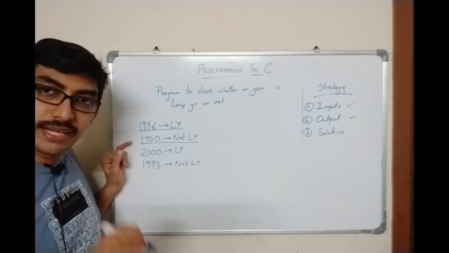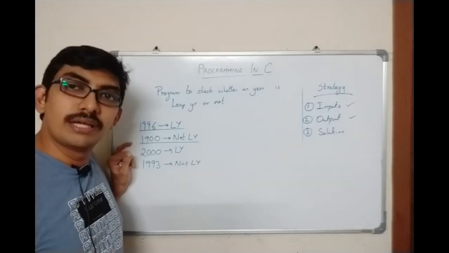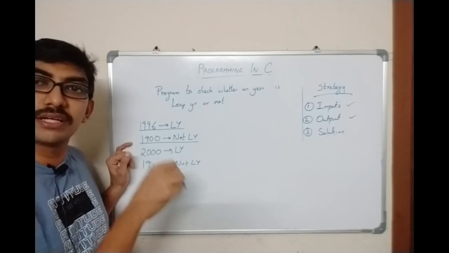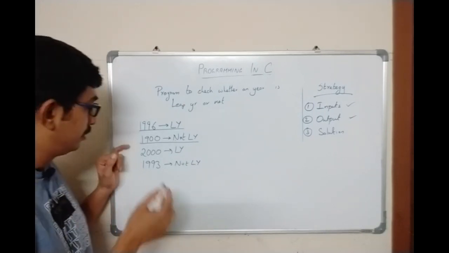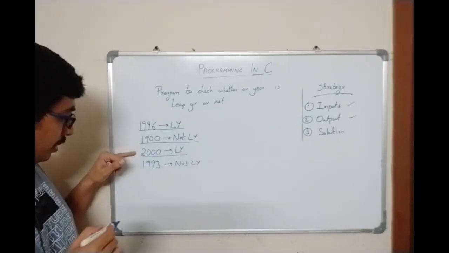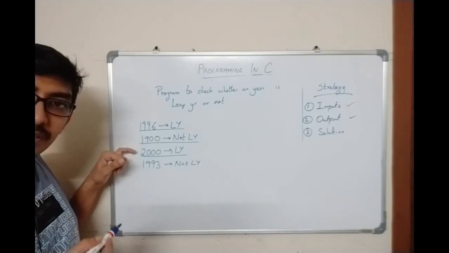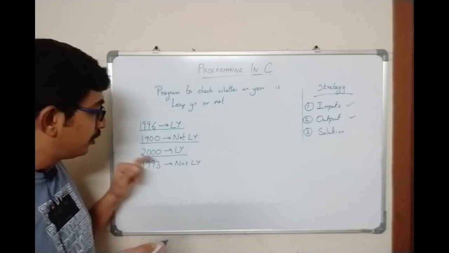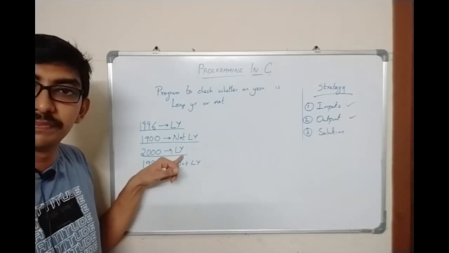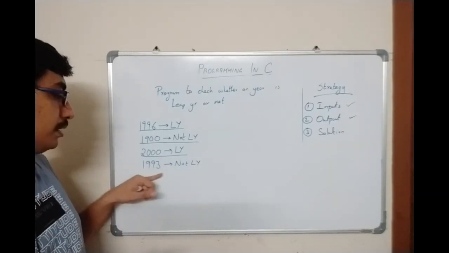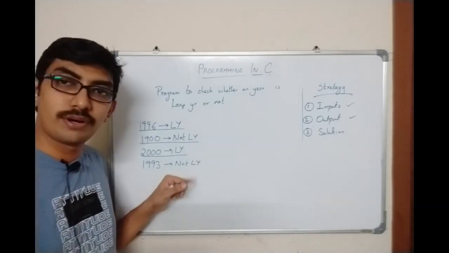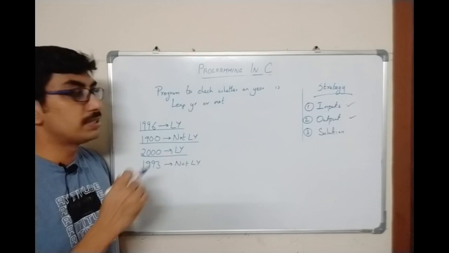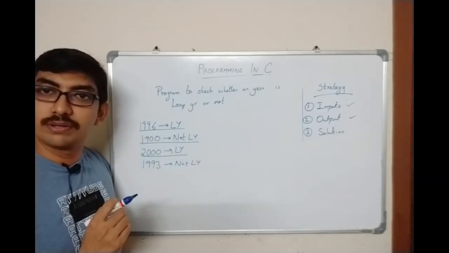And again, there is an exception. Even though it is a century year, if the year is divisible by 400, it is treated as a leap year. So you can see 2000. It is a century year, but it is also divisible by 400, which means it is a leap year. And if it is not divisible by 4, you can directly say it is not a leap year. So these are the scenarios for checking whether a year is leap year or not.